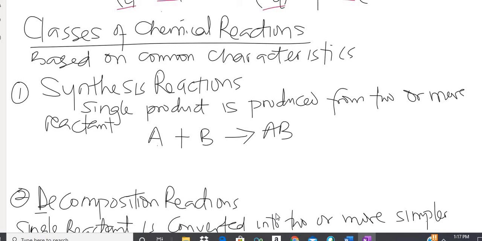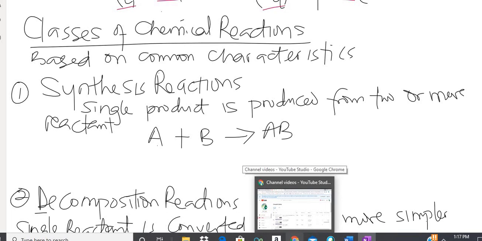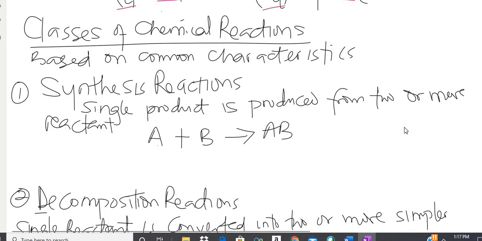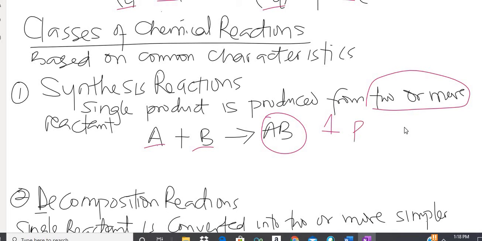Number one, we have synthesis reactions. In this reaction, a single product is produced. A single product is produced from two or more reactants. In this case, we have two reactants, A and B, producing a single product. The main thing about a synthesis reaction is that we have only one product.